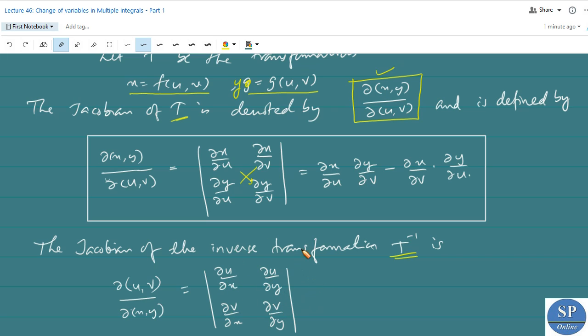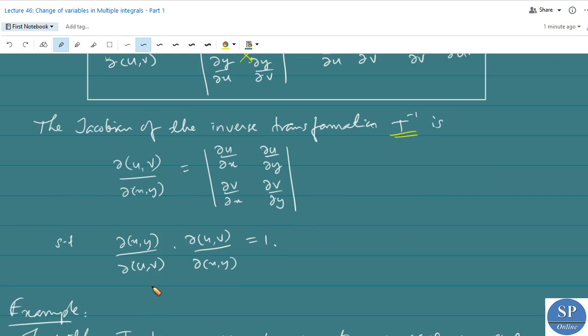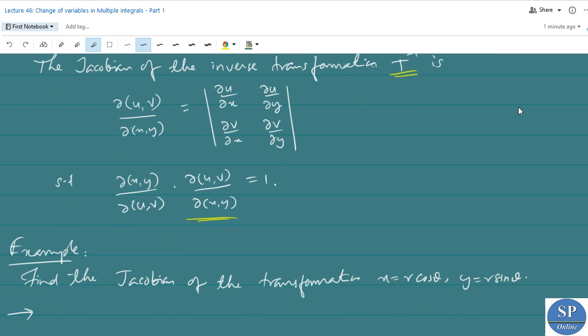Now, if the inverse of the transformation T, that is T inverse, exists, then we have the property that the Jacobian of T times the Jacobian of T inverse is equal to 1. That is, the product of the Jacobian of the transformation and the Jacobian of its inverse is equal to 1. Okay. Now we can discuss an example.